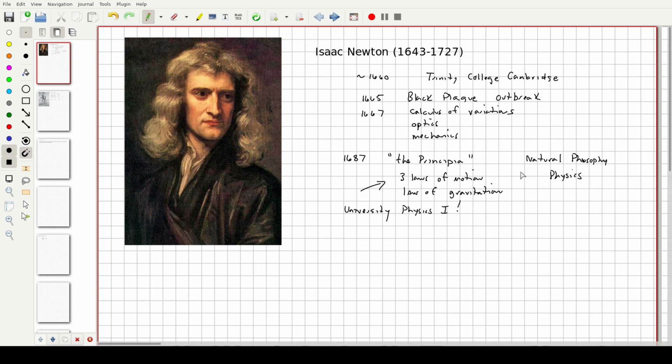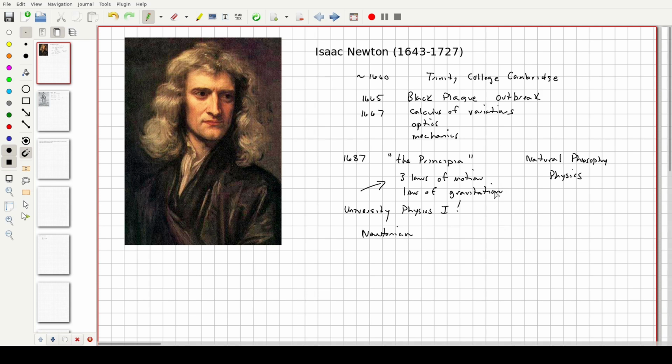Now, so that said, pretty much everything he touched with respect to the sciences, he made some pretty substantial contributions to, especially his optics. He developed a type of telescope, for example, that uses mirrors instead of lenses. It's called a Newtonian, and it is the most common telescope that you see used today in astronomy. So he did quite a bit of stuff.